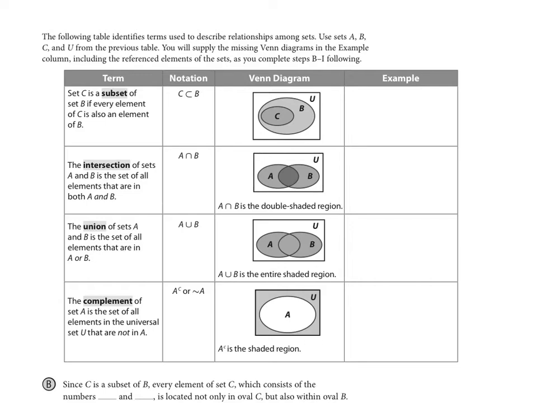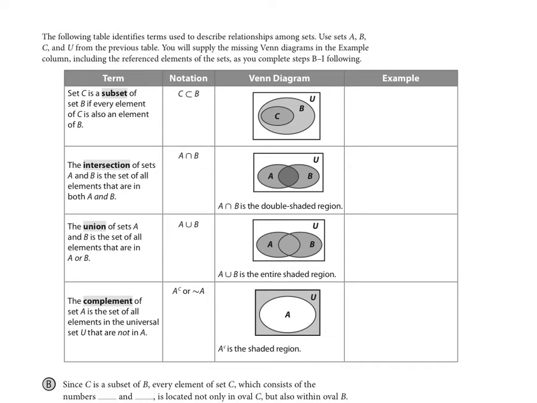Then for intersection, we have A with an upside down U and then a B. And the intersection of the sets is the set of all the elements that are in both A and B, that are in common, okay? So A intersect B, and that is the upside down U symbol here. The Venn diagram that we have here with our overlapping ovals, A intersect B is just this shaded region. So it's only the set numbers that are in common in both A and B.